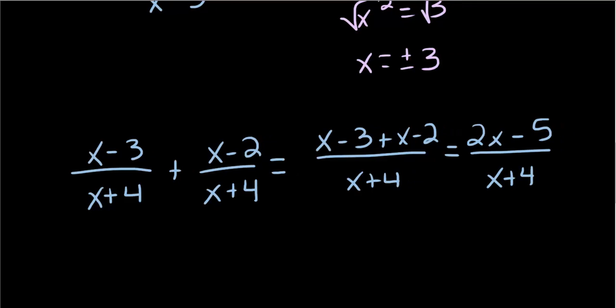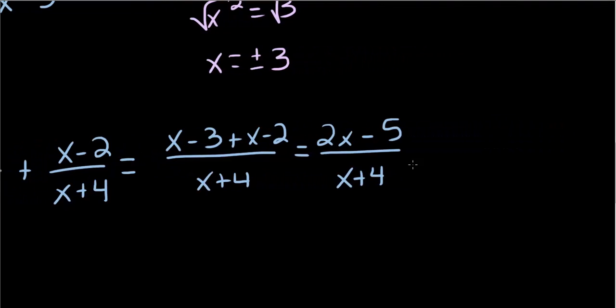If I make the denominator equal to 0, well, x plus 4 equals 0. So then x cannot be negative 4, because if it was negative 4, it will make the denominator 0, and I cannot divide by 0. And that's the answer.